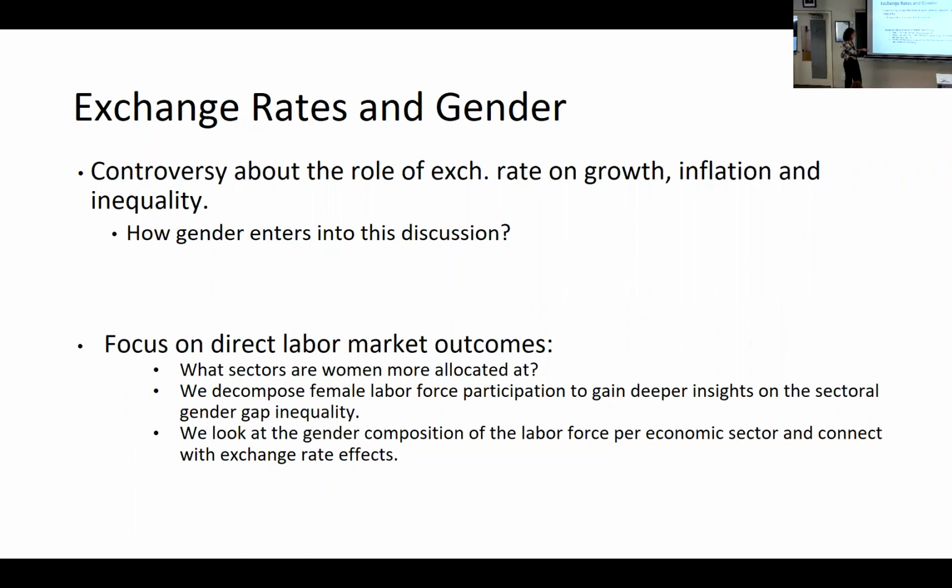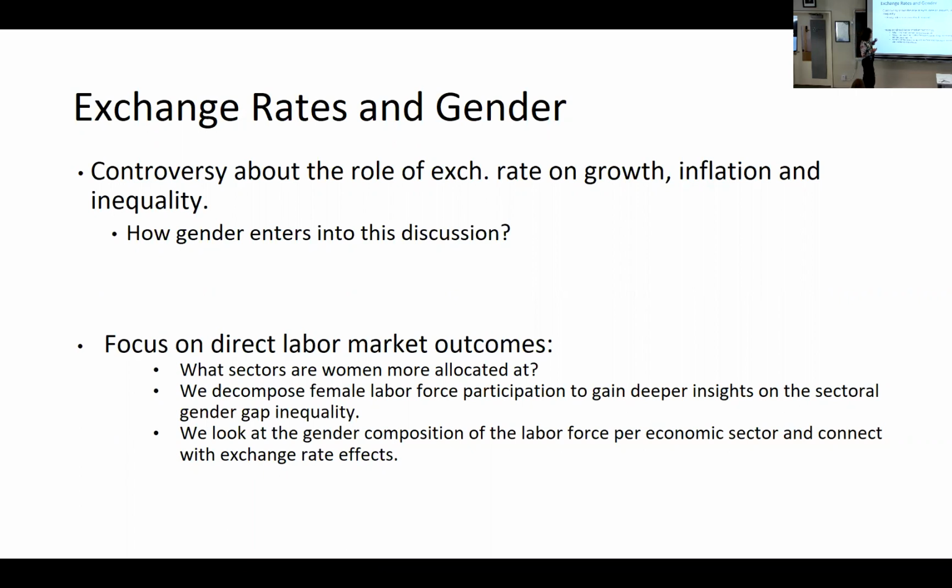Things like this. So for example, if we have a country where a lot of women are allocated in the manufacturing sector, and that country exports a lot of manufacturing goods, then indeed you could have the effect of exchange rates boosting exports and improving female labor force participation, and then reducing a gender gap, for example. But if that's not the case, and you only have women suffering with the inflation and inequality side, if they're not in the export sectors, then actually this could not be beneficial. So this is what we want to discuss here.